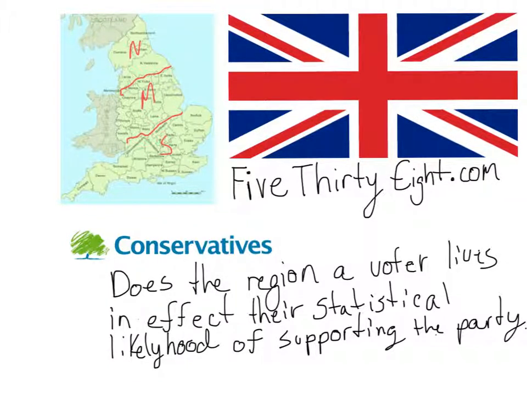This is an example problem for section 12. The data relied on in this example problem is from 538.com, a database provided by Nate Silver, a statistician often involved in political forecasting. In this particular example problem, we'll be looking at whether the region a voter lives in affects the statistical likelihood of supporting the Conservative Party in England, broken down into three sections: North England, Middle England, and South England.